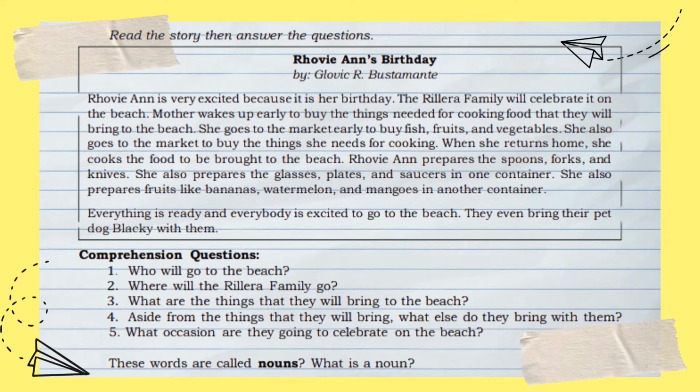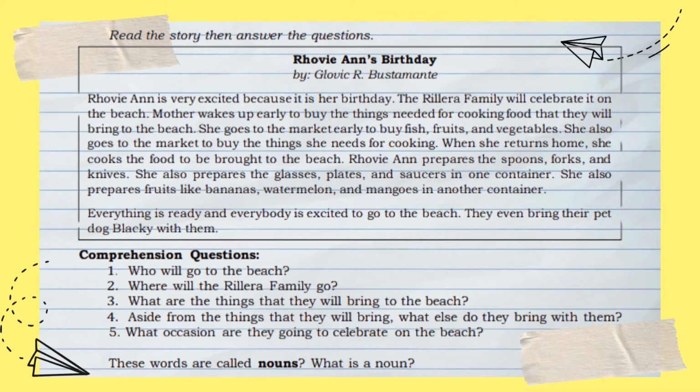When she returns home, she cooks the food to be brought to the beach. Rovi Ann prepares the spoons, forks, and knives. She also prepares the glasses, plates, and saucers in one container. She also prepares fruits like bananas, watermelon, and mangoes in another container. Everything is ready and everybody is excited to go to the beach. They even bring their pet dog Blackie with them. So who will go to the beach?